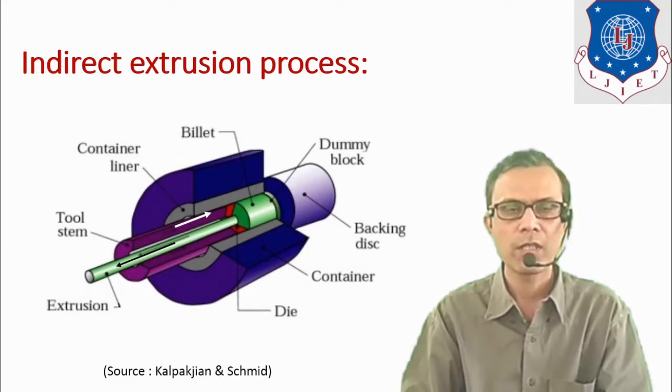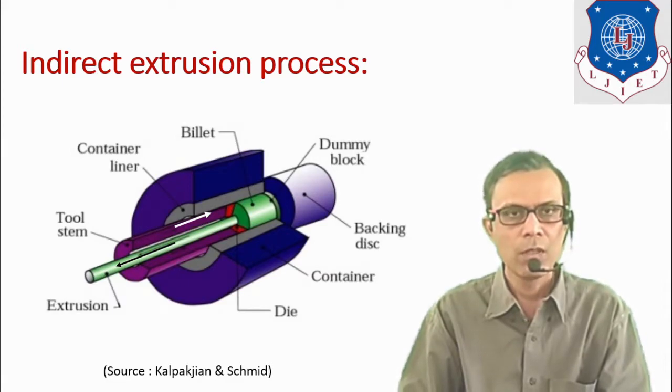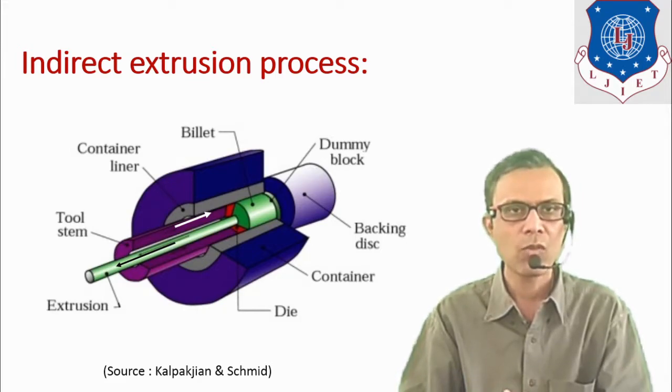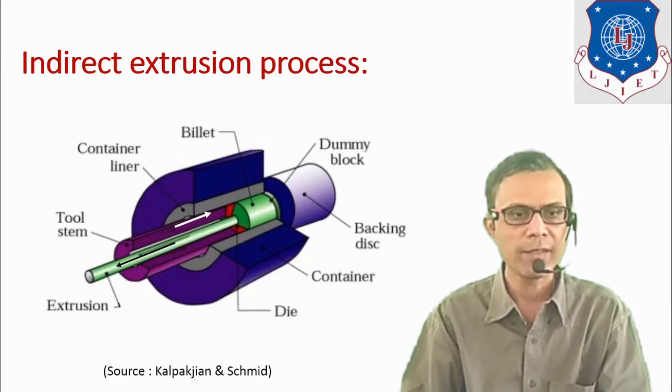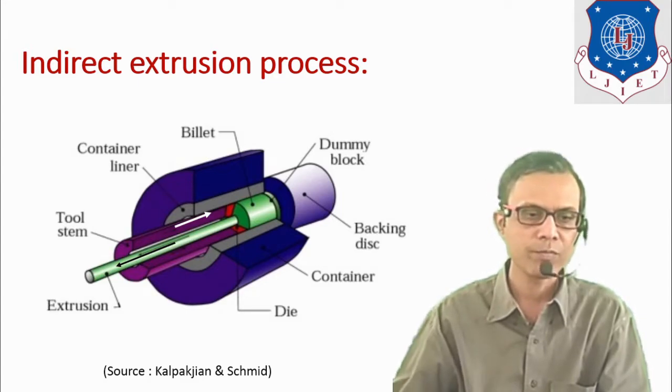Next process is indirect extrusion process. It is also known as backward extrusion process because the applied force and the direction in which the extruded part comes out are opposite to each other. And in this process, the ram used is hollow. Let's see the setup and the process.